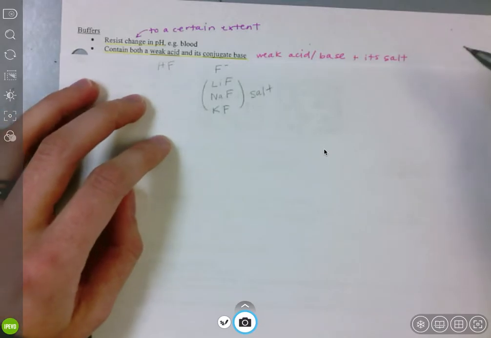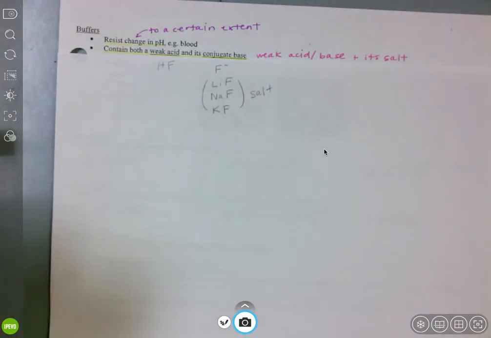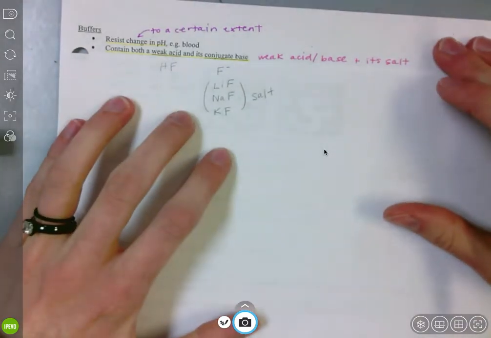Buffers can also be weak bases and their conjugate acids, but for our purposes, for the chapter handout, we're talking about a weak acid and its conjugate base.